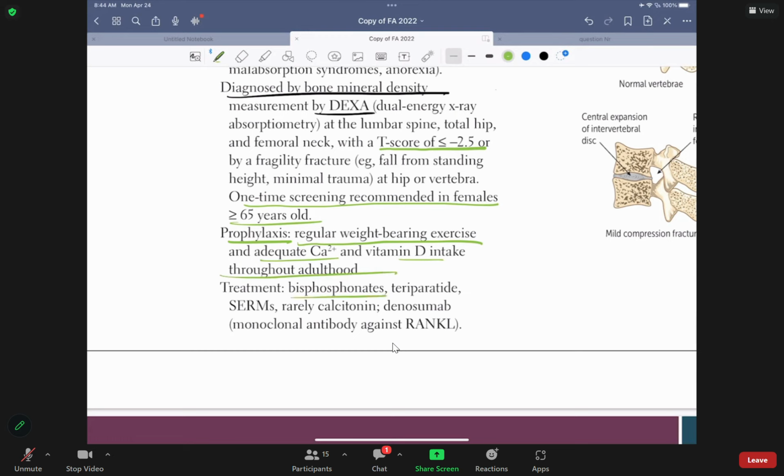Bisphosphonate, we call Fosamax, right? That's a famous brand here. We give that. Teriparatide, we give that, denosumab. Does that ring a bell somewhere? In immunology, we studied, right? What does denosumab do? Type it up for me. I want the mechanism of action. Type it. I'm waiting for it.